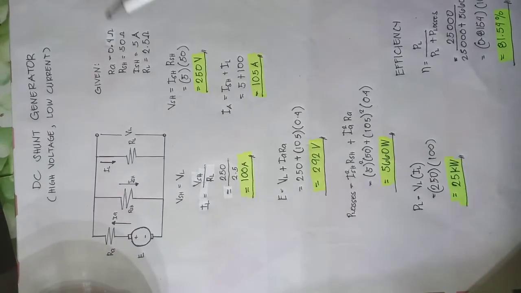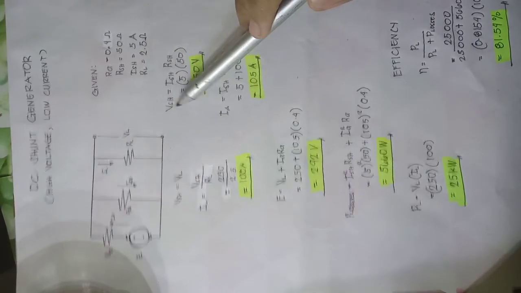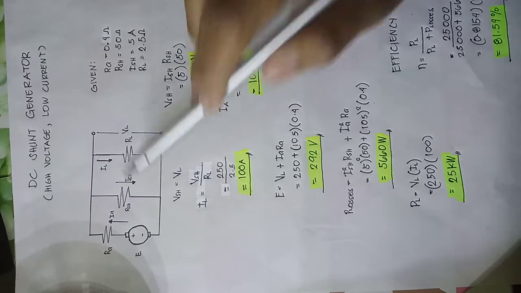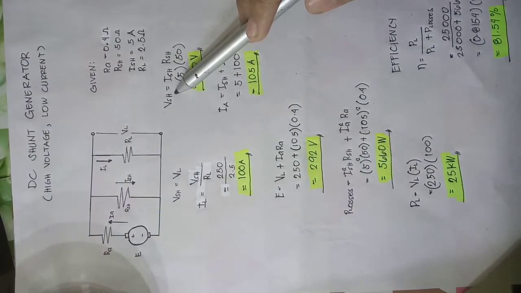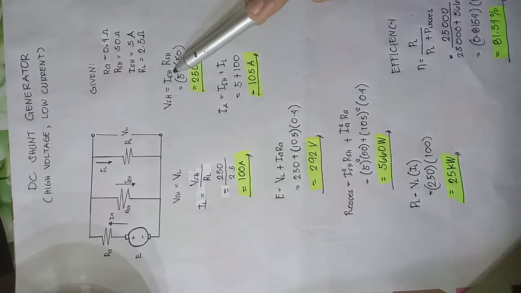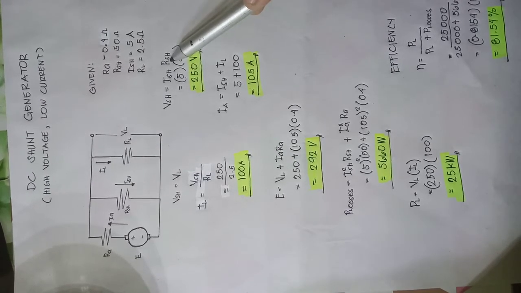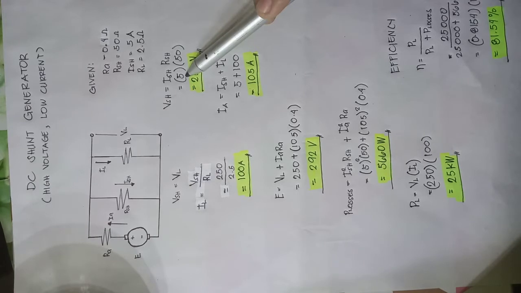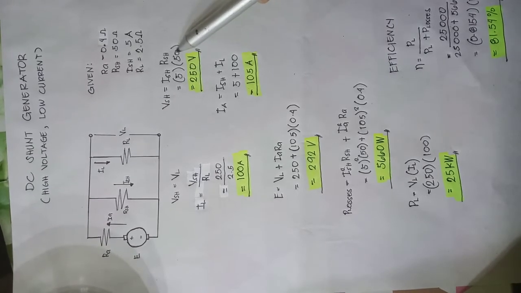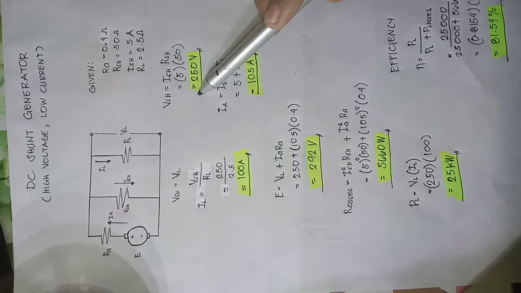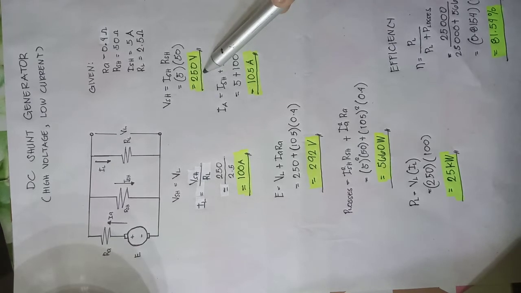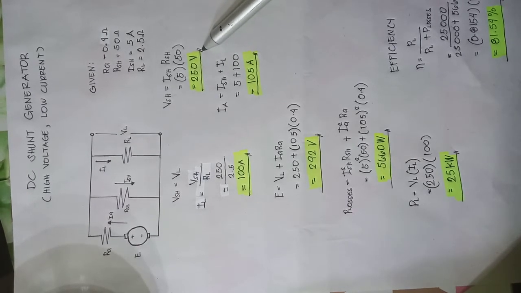So first, we need to get the voltage of the shunt field. The voltage of the shunt field is equal to the current of the shunt field multiplied by the resistance of the shunt field. So we have 5 multiplied by 50, and now we have the voltage of the shunt field is equal to 250 volts.